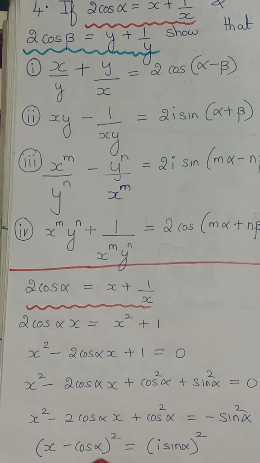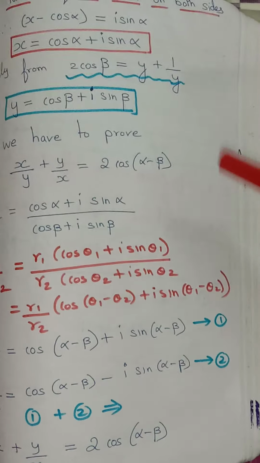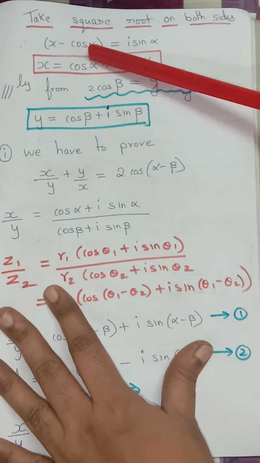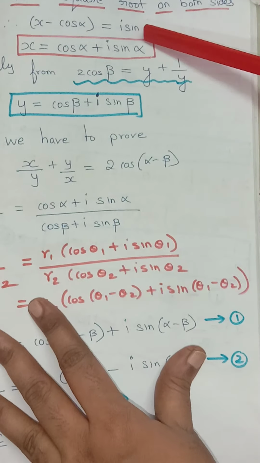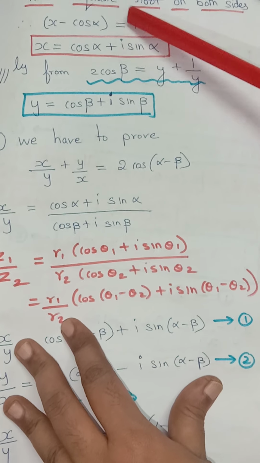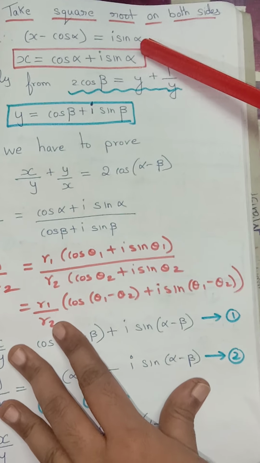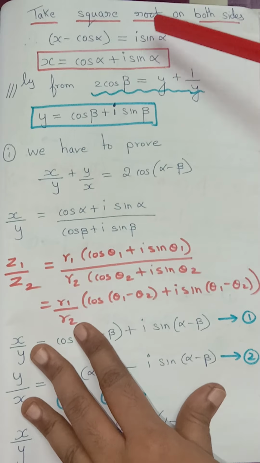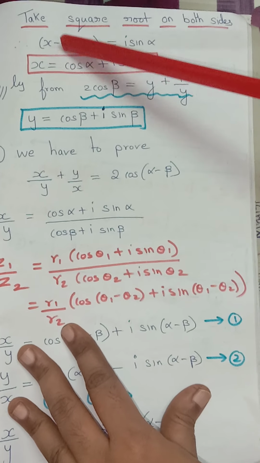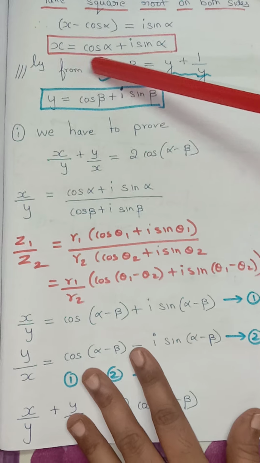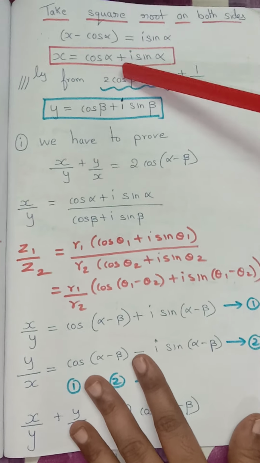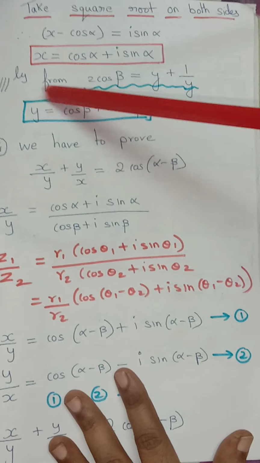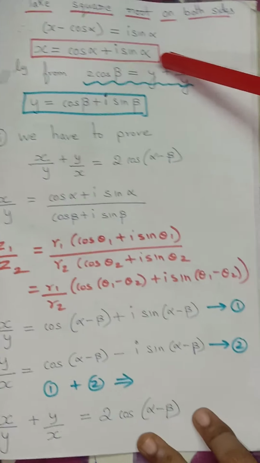Now let me take the square root on both the sides. So I will have x minus cos alpha equal to i sin alpha. Actually, when I take the square root, I will have plus or minus i sin alpha, but I am taking only the positive root. So x minus cos alpha is equal to i sin alpha. Bringing the cos alpha term here, I get the answer for x. x is equal to cos alpha plus i sin alpha. So for the entire sum, this is the answer for x: cos alpha plus i sin alpha.